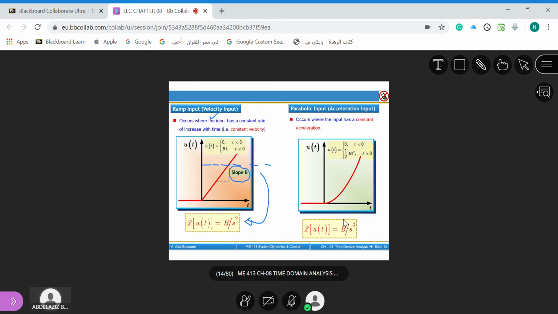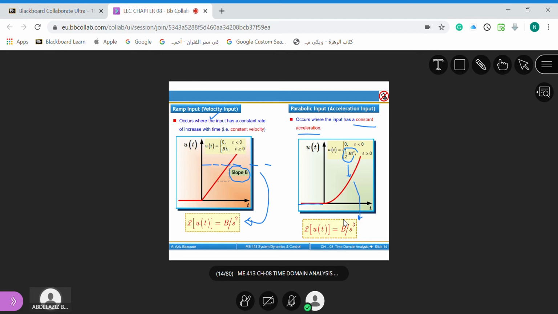We also have the parabolic input, or constant acceleration. The parabolic input is given by half B T squared, as shown here, and 0 for time less than 0. The Laplace transform for this one will be simply B over S cubed.